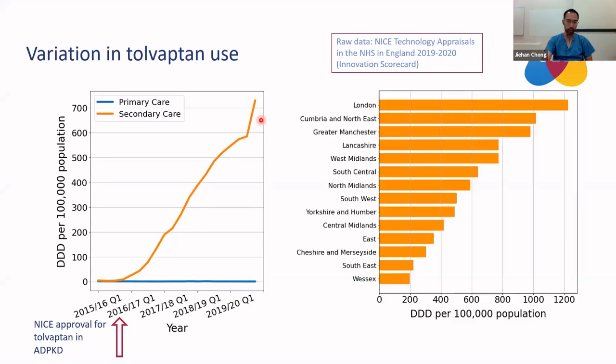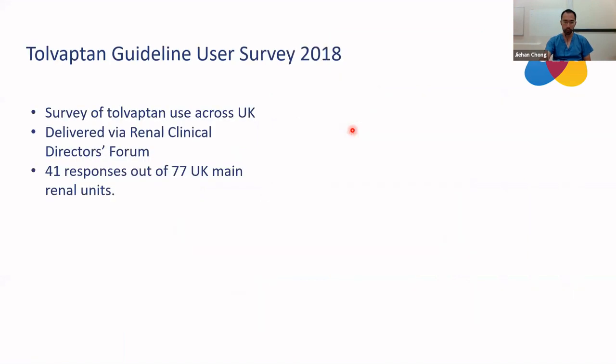This use, however, is not uniform. If you look at the distribution across England, the regions using the most Tolvaptan seem to use 6 times as much as the regions using the least Tolvaptan per capita. What could be the reasons for this variation? Are there simply huge clusters of PKD in London, Cumbria, and Manchester? Or might differences in local practice be contributing to this?